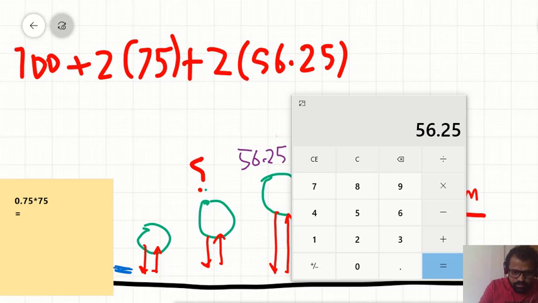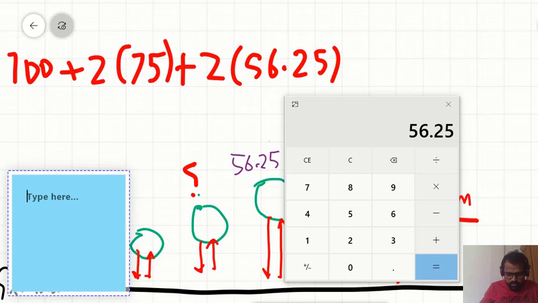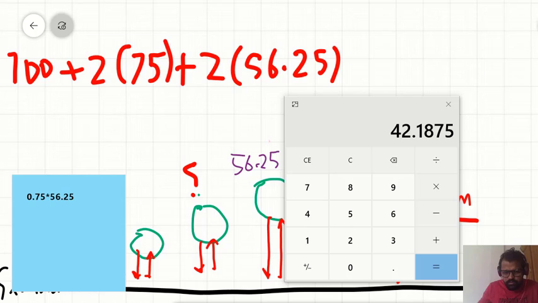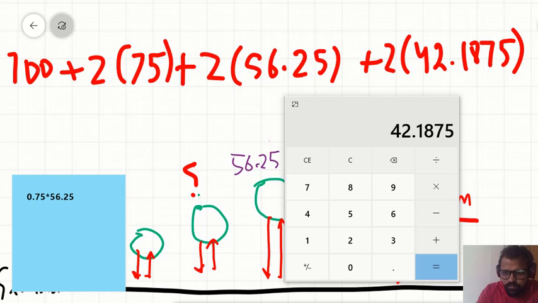Okay, what is this distance? This is 75% of 56.25. That means 0.75 times 56.25, and it equals 42.1875. So 2 times 42.1875. Okay, what is this distance?